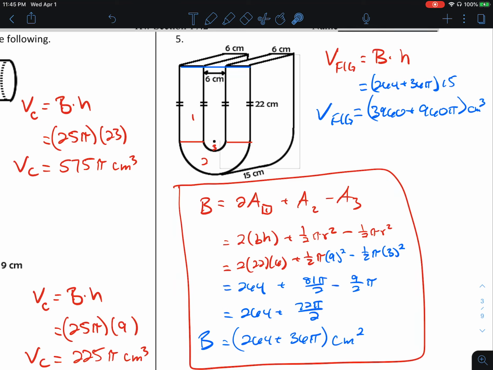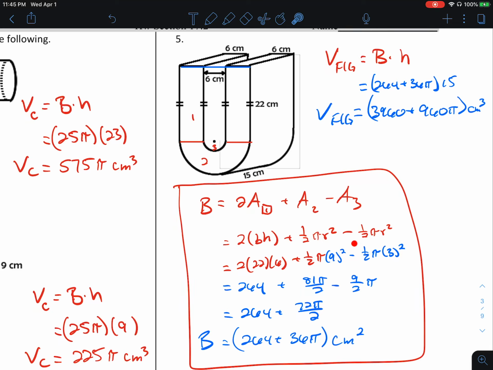Area of a rectangle is base times height. Our base and height, as mentioned, are 22 and 6. So the area of this rectangle is 264. This circle here, the distance from here to here is 6, here to here is 6, and here to here is 6. That's 18. That means the radius of this big circle is 9. That's why this is 1/2 pi times 9 squared. This little circle here, its diameter is 6, its radius is 3. That's why this is 1/2 pi times 3 squared.